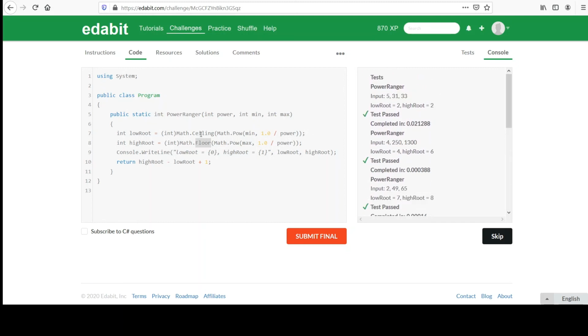Not a lot new here. I guess the ceiling and the floor are new. Those are quite handy. And then maybe you just had not considered using power in this way, where you can take roots with it by doing a reciprocal thing. So, other than that, I think we're good.